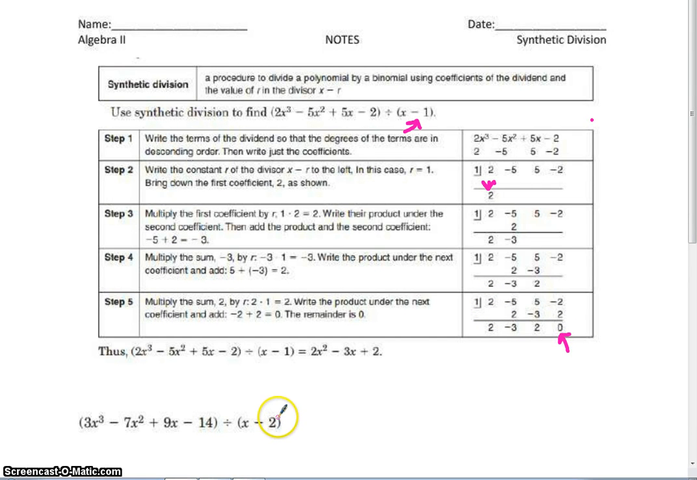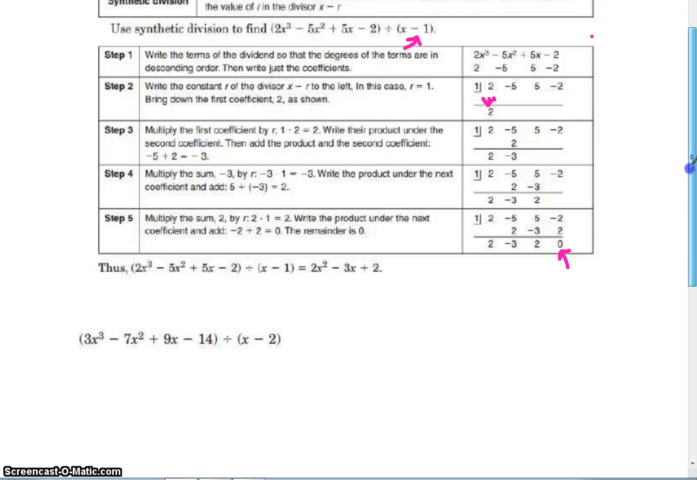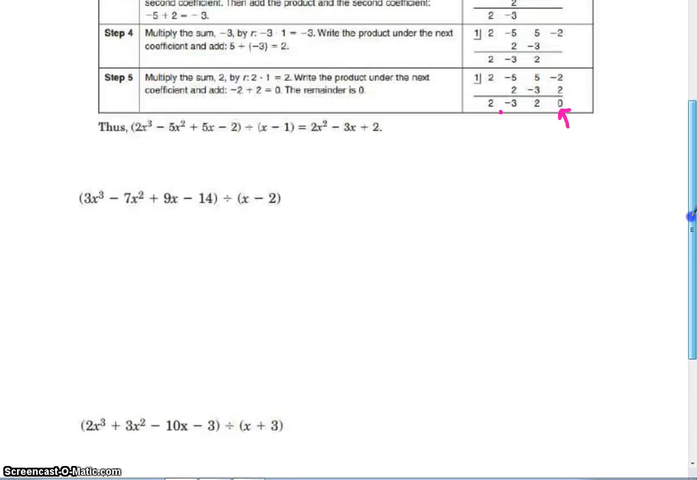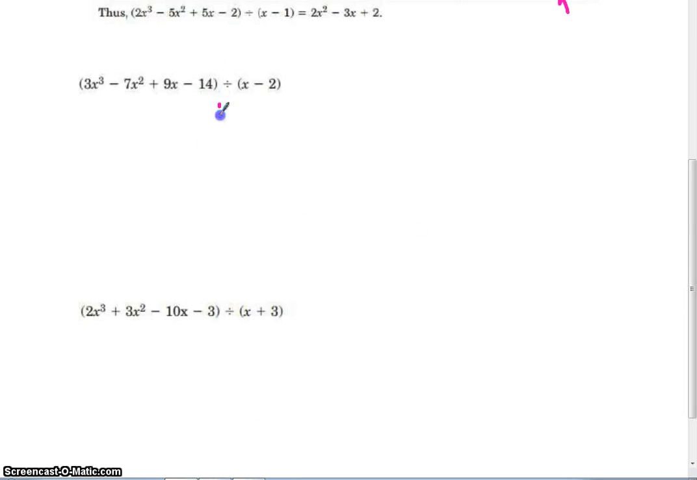If you have a number at the end, that is a remainder. When there's 0, there's simply no remainder. Then to write your answer, you go back and you put variables with these, starting with one exponent lower. So like we had started with x to the third, you're going to put an x squared here, an x here, and nothing there. All right, it makes more sense when you work a problem.